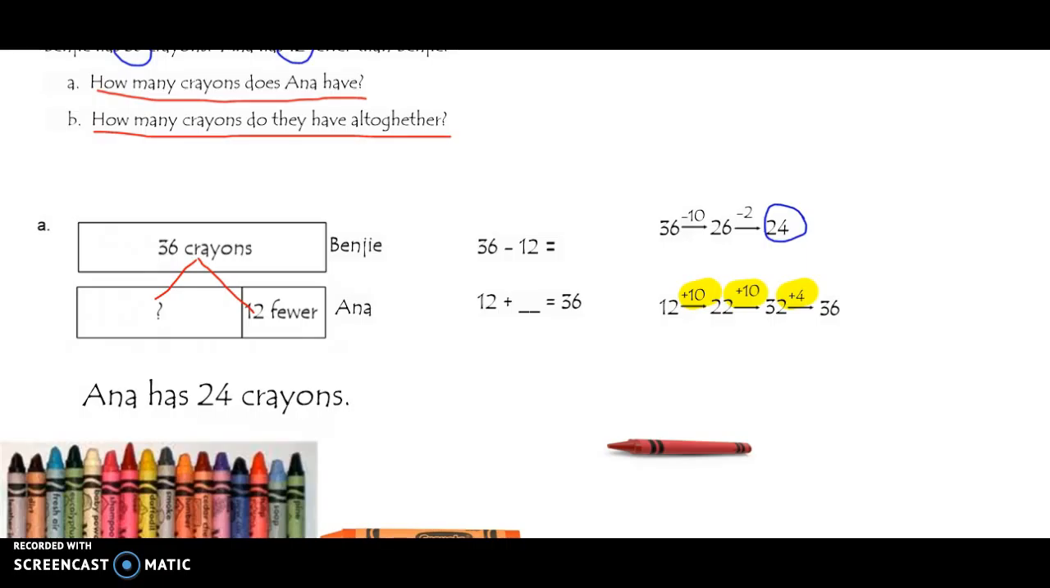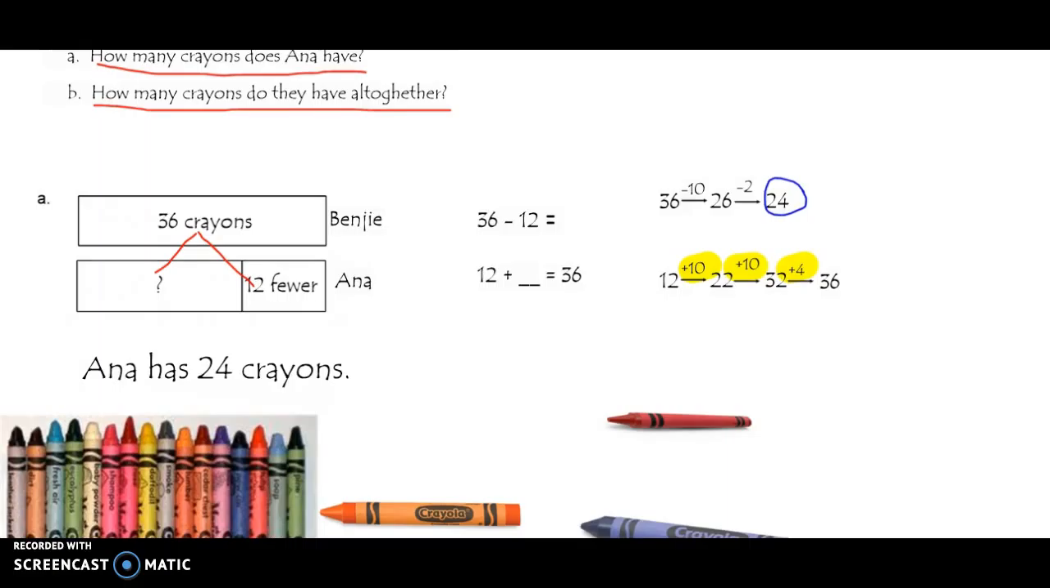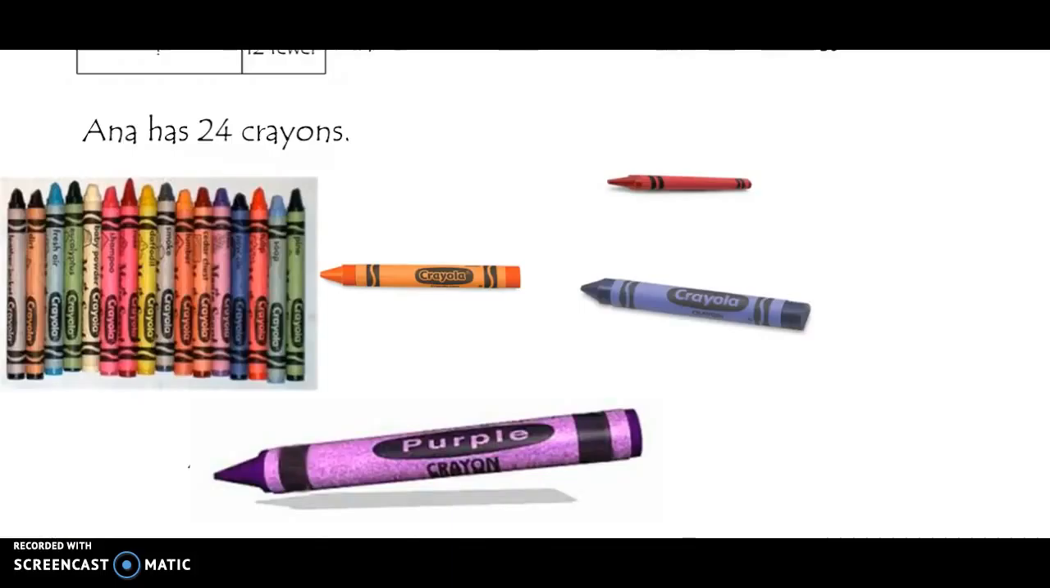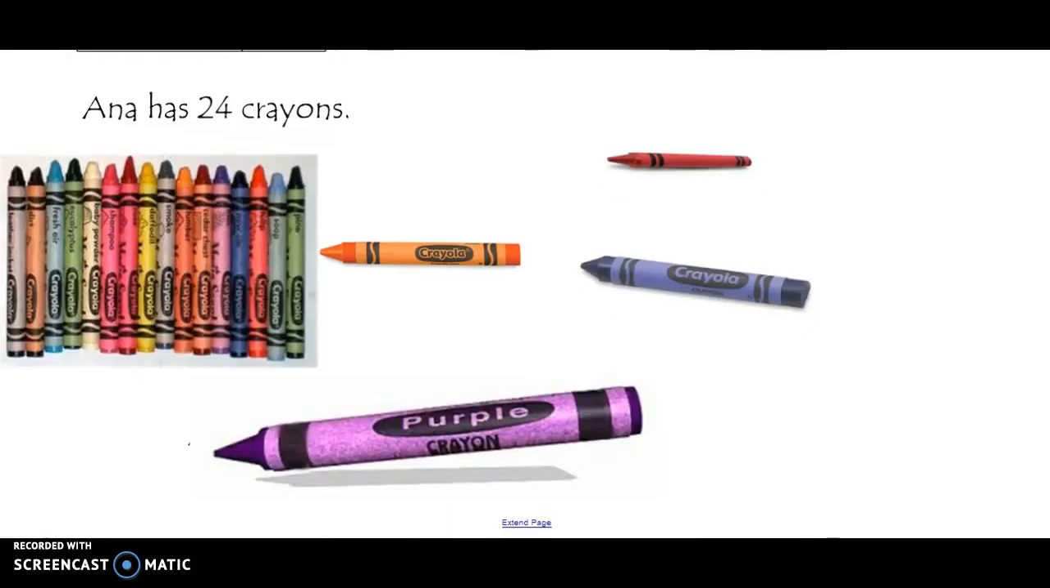All right, if you did not get that correct, please go back and look at your work. Hopefully you are using your very neatest handwriting. That way it's easier for you to find any mistakes.